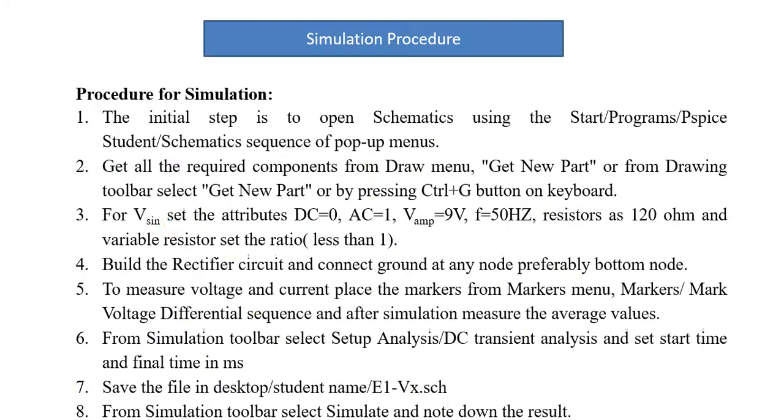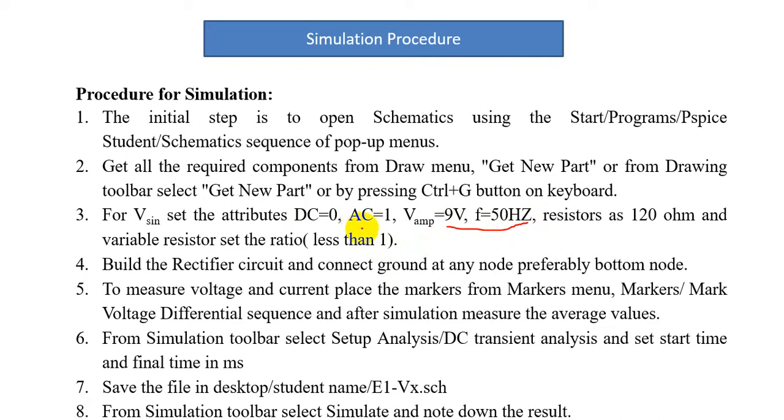So in the simulation, the procedure to follow is open the schematics and get all the parts from your get new part icon. Then using draw wire, connect all your circuit, build your circuit. After that, you have to give all the attribute values we want to enter. So for example, V sine, we are not going to use a transformer in the simulation. Directly the secondary output we are going to consider. So I am using a V sine of 9 volt 50 hertz sine wave as an input to the circuit.